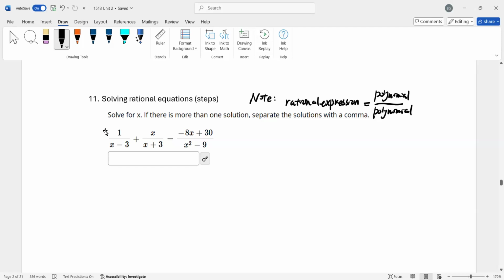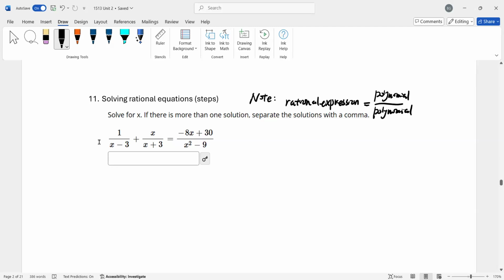Look at this equation. The first part, 1, actually is a monomial, right? Yeah, I know it's a constant, but it's a monomial with degree 0. And the denominator x minus 3 is a binomial of degree 1. Polynomial over polynomial, this is a rational expression. This part, x is a monomial of degree 1. Denominator x plus 3, binomial degree 1. So polynomial over polynomial, again a rational expression. On the right side, numerator negative 8x plus 30, binomial degree 1. Denominator x squared minus 9, degree 2, but it is also a polynomial, right? Polynomial over polynomial, rational expression.